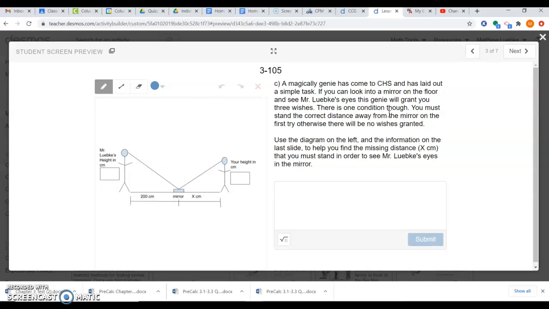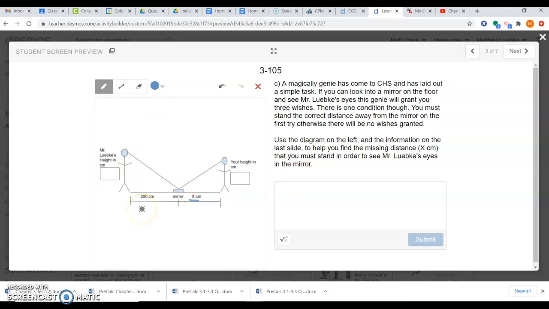If you stand too close, you're not going to see it. If you stand too far away, you're not going to see it. And so you have to stand at the right distance. And so we're going to use this diagram on the left to figure out, okay, what is that centimeters I have to stand away, that X centimeters I need to stand away in order to see Mr. Lukey's eyes in this mirror on the ground.